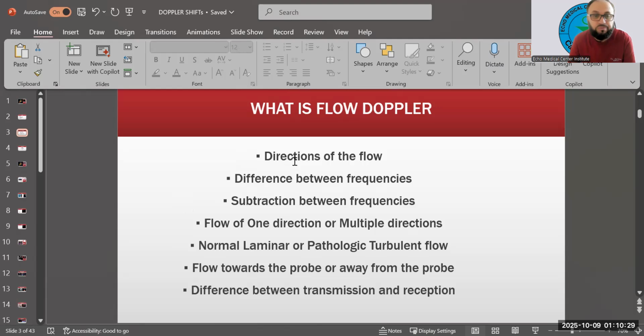So we want to know whether the flow is going in the normal direction or the abnormal direction. That's one thing. Or you can make it simpler, like the flow for the systemic circulation. The flow is leaving the heart and going to the tissue distally. So it's a forward flow.